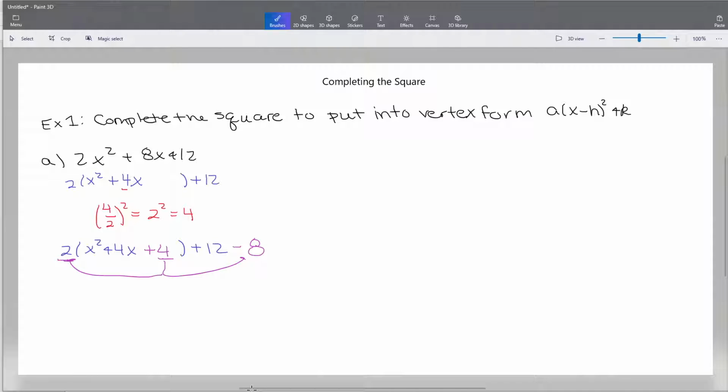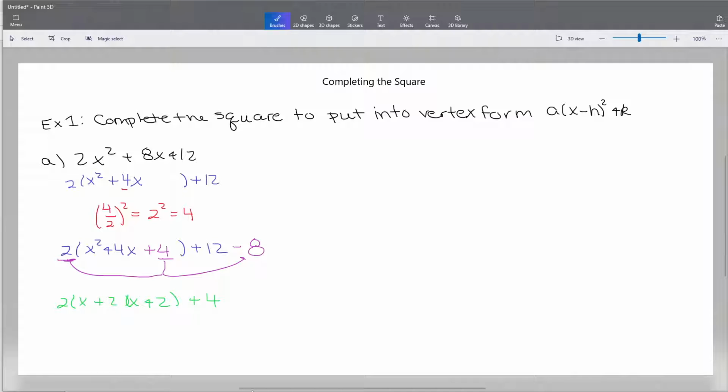Now the last part, remember, is we are going to factor the part that's in parentheses. Okay, so I have x squared plus 4x plus 4, so I'm looking for something that multiplies to 4 and adds to 4. So I think that's going to be 2 and 2. Okay, I have 12 minus 8, which is 4.